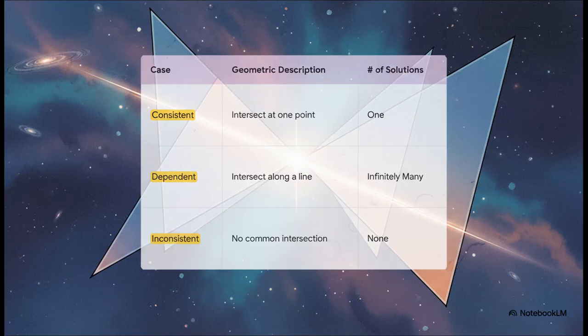Okay, so let's put the official labels on these scenarios, just to wrap it up. When we get that one single point, the system is called consistent. When they meet along a line and we get infinite solutions, we call it dependent. And when there's no common intersection at all, that system is inconsistent.